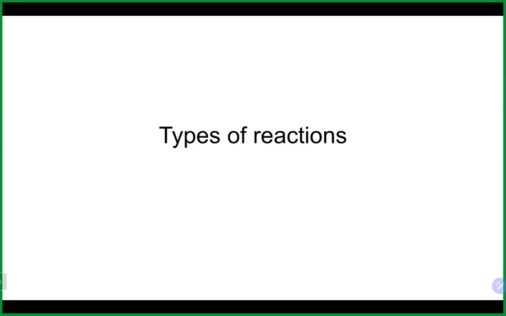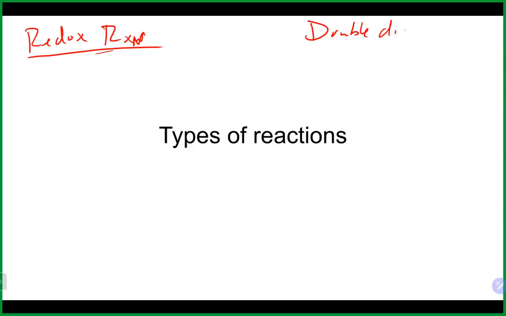Okay. So now we're going to talk about types of reactions and ways to classify chemical reactions. There's really 2 big categories of classifications. One is a redox classification, so a redox reaction. And the other is a double displacement reaction. Pretty much all reactions fall under one of these 2 big categories.